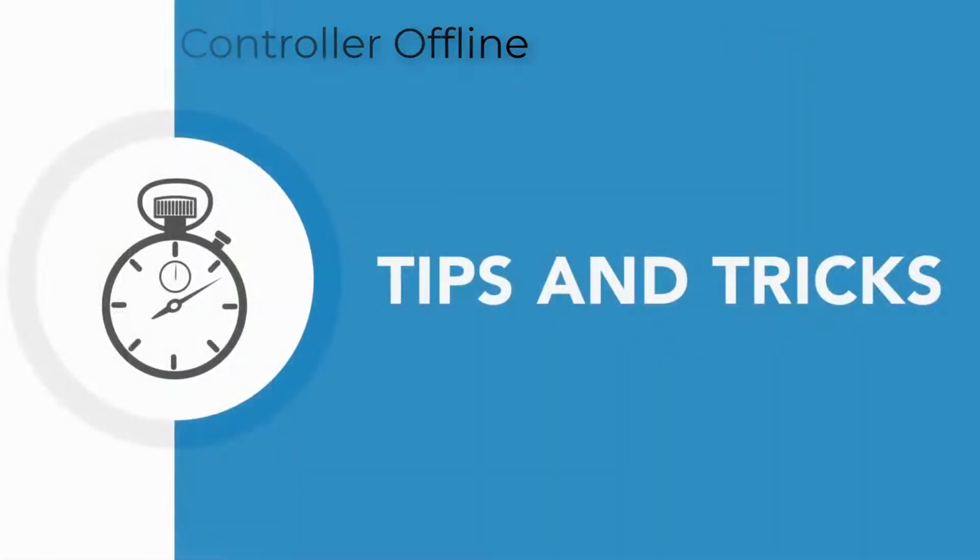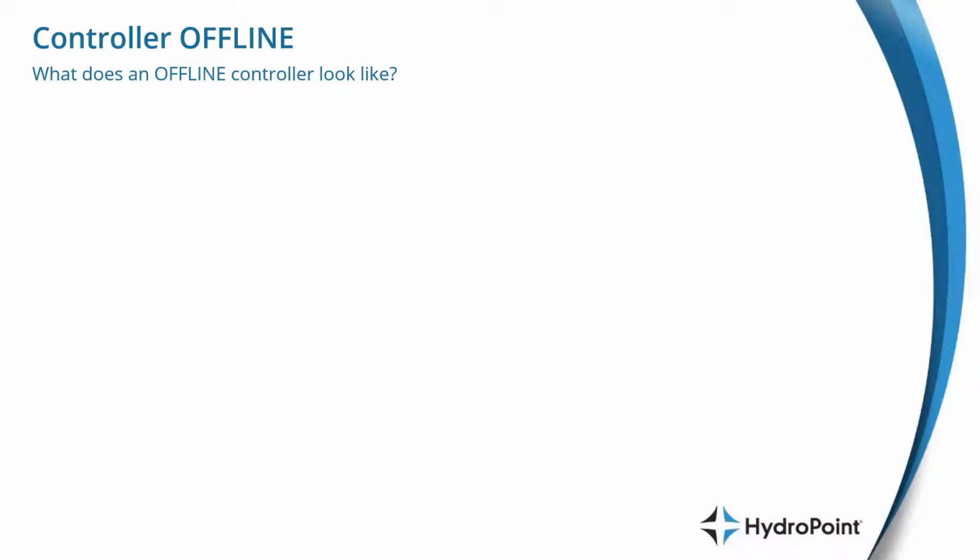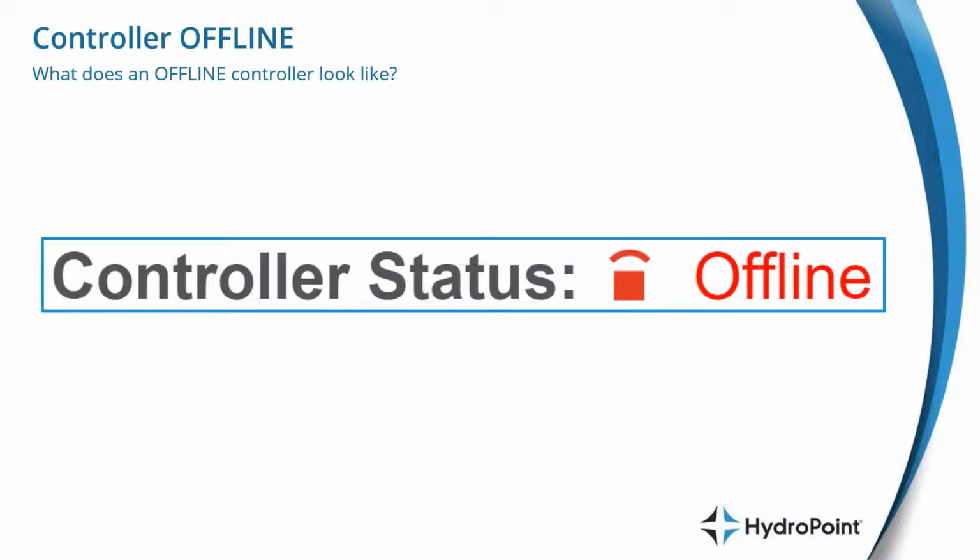Controller offline. So if the cloud is reaching out to a controller and can't find it, it is marked offline. This offline distinction is important because it means that we can't reach that controller, so we don't really know what it's doing on the other side. So we try to offer the user this information as often as we can.